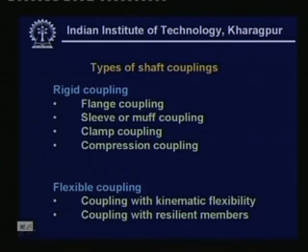Then compression coupling. Flexible couplings are of two types. One is coupling with kinematic flexibility, that is, we insert certain members which undergo rigid body translation or rotation, but that gives a little bit of resilience or flexibility in the overall joint. The second type is coupling with resilient members. Here we introduce some members which have flexibility, so this is inherently a flexible coupling. We are going to discuss in this lecture the principal types of rigid coupling.